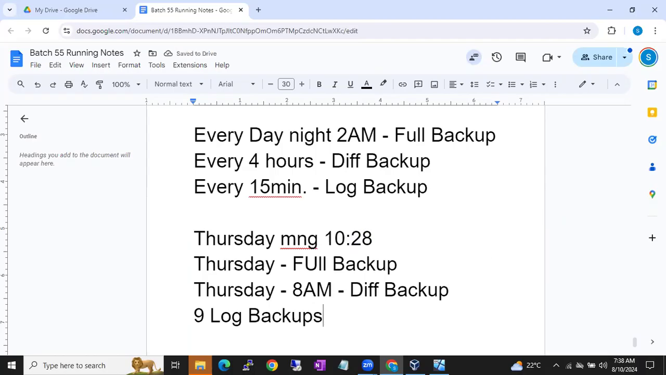Okay, so let me check. Let me start with Majid: 1 full, 1 differential, 17 log backups. Abhilash: 1 full, 1 differential, 9. Good, Abhilash. And Prasad: Thursday full backup 2 a.m., 8 a.m. differential, 11 log backups. Prasad, is it clear now? No, 9 only, right? Yes. Okay. Raj: last full, last differential and 20 log files, not log files.